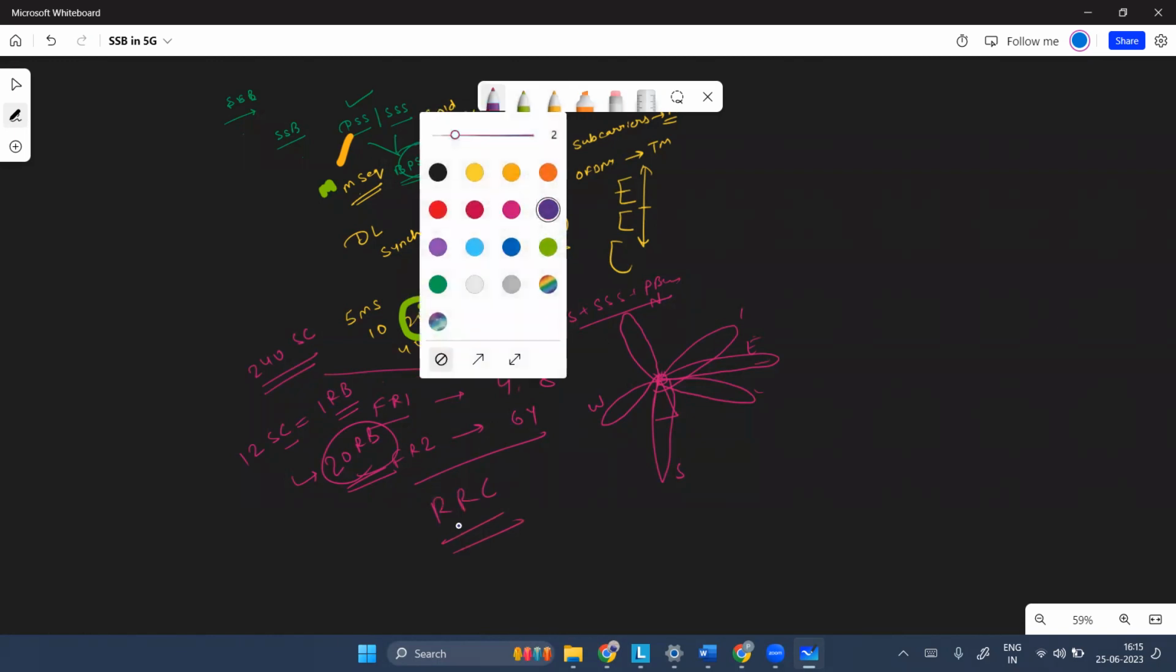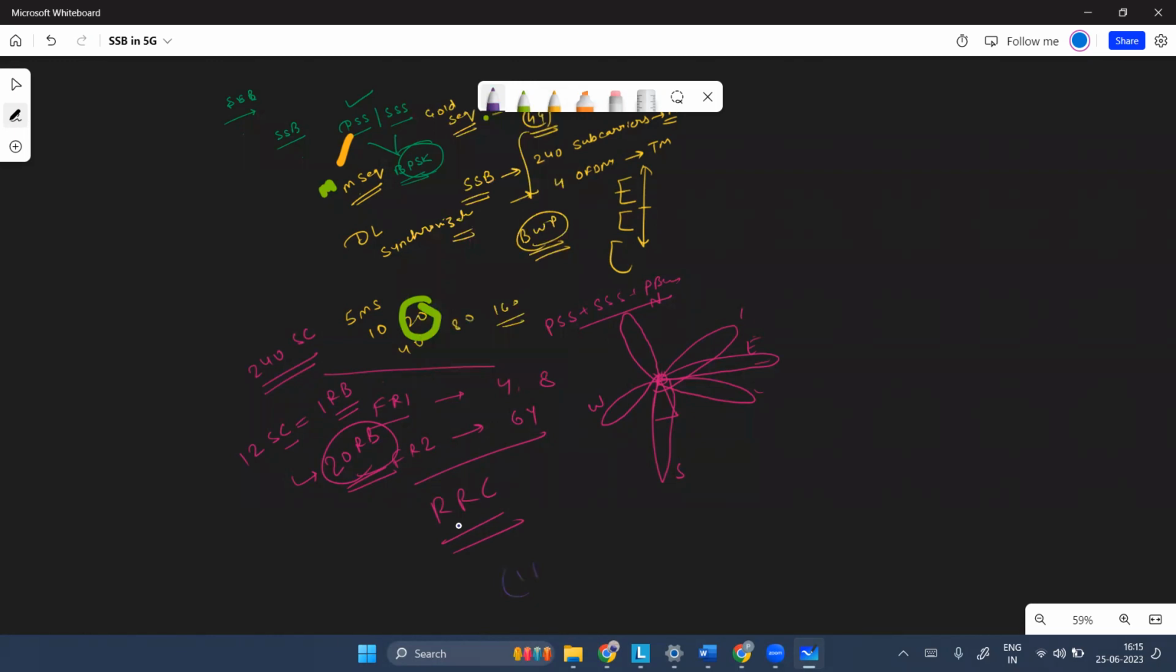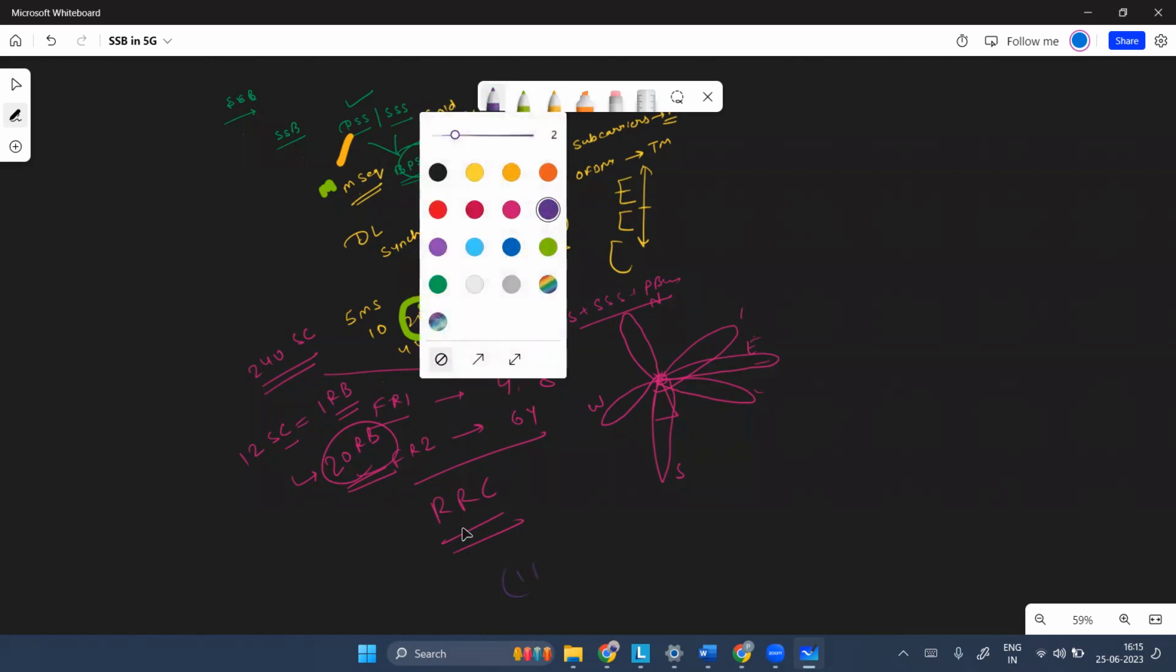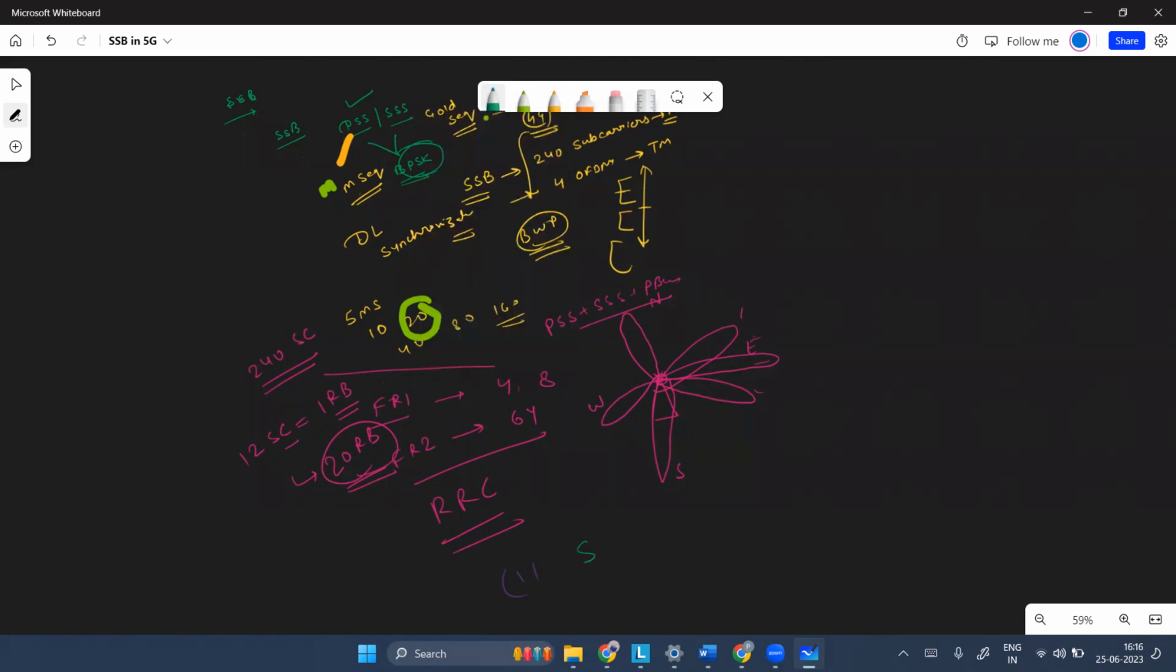So your RRC parameters, the very first one is SSB position in burst. And the second is SSB periodicity serving cell, right? So let's go to the diagram part also.